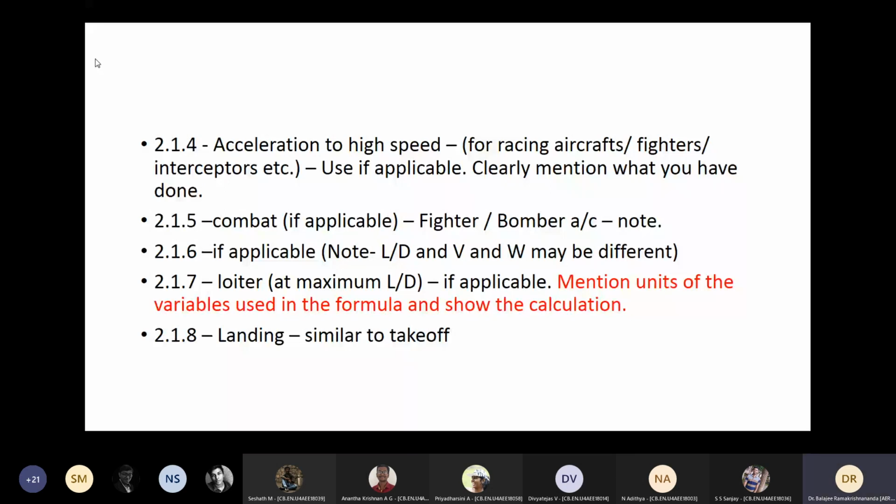Then 2.1.7 is loiter at maximum L by D. So you loiter not at 0.94 L by D, but you loiter at maximum L by D, if applicable. Then mention units of the variables used in this formula also and show the calculations. Okay. Then landing is similar to takeoff. You can refer to them.